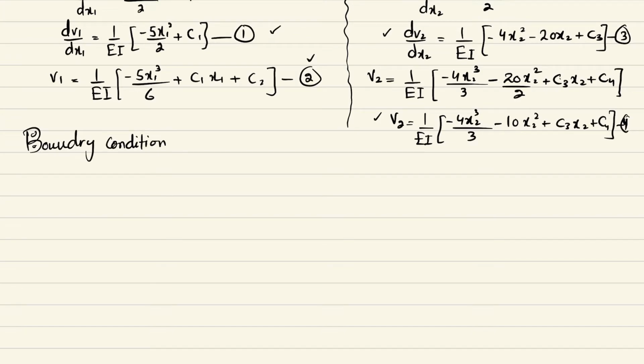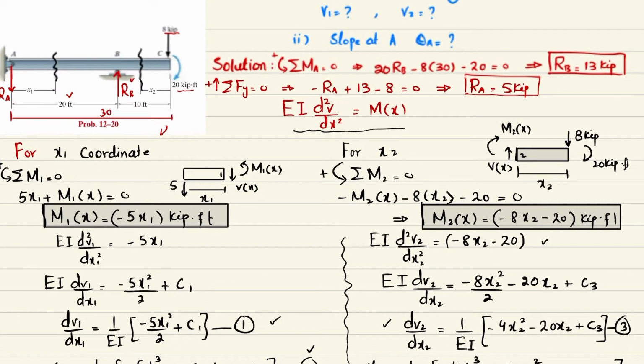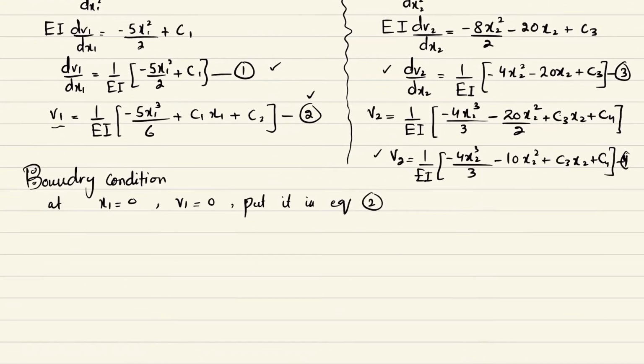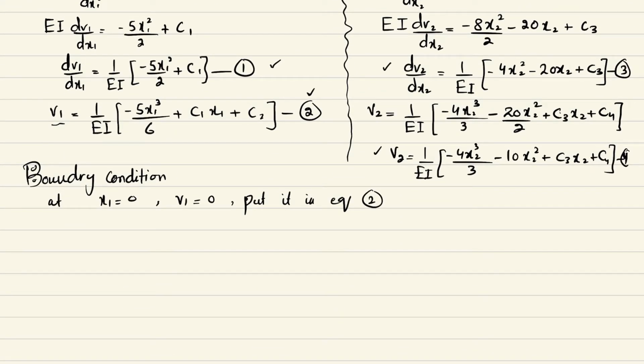The first boundary condition is that at x1 = 0, we have v1 = 0. Put it in which equation? Equation number 2, because equation number 2 is about v1. You can see that here at x1 = 0, we have v1 = 0 because there is a support. When you put in x1 = 0, this term will be 0, this term will be 0, and we are left with c2 = 0.